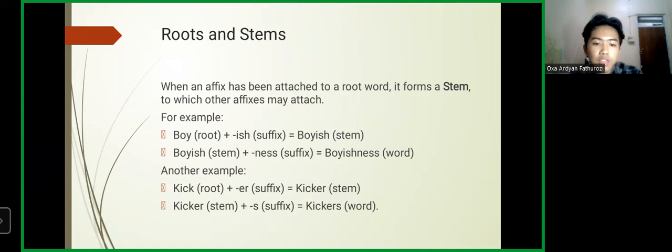Another example is kick, which is root word. We add er as a suffix. Then we have the stem kicker. We add a suffix at the end, s, and then we have the word kickers. Next slide, please.